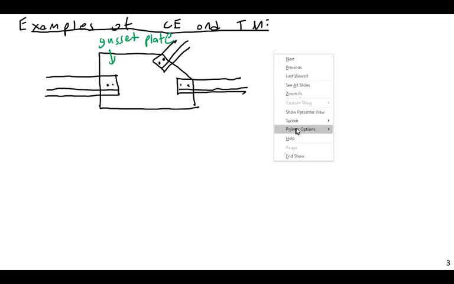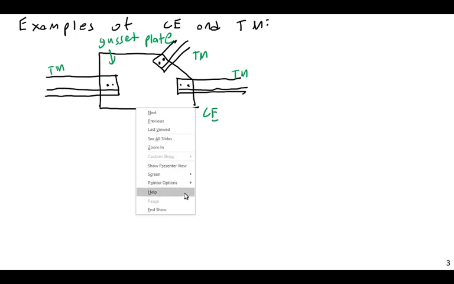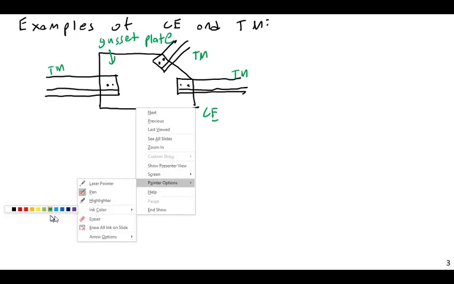And then let's label this again. I'll label this as a tension member, tension member, tension member, and connecting element. If I can manage to write. Okay. Now let me show the loads on here.